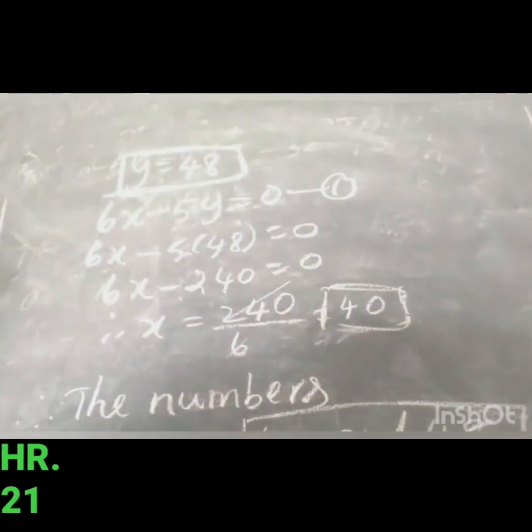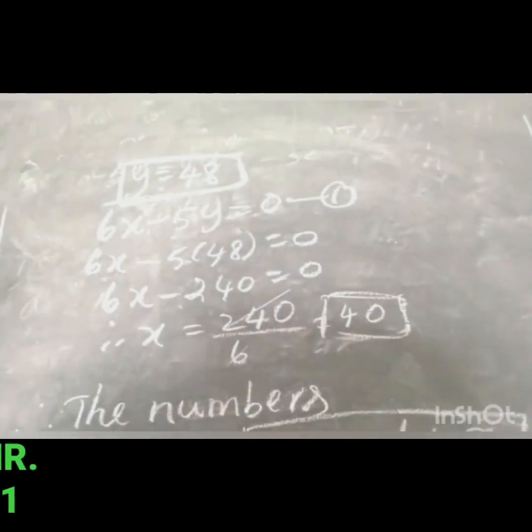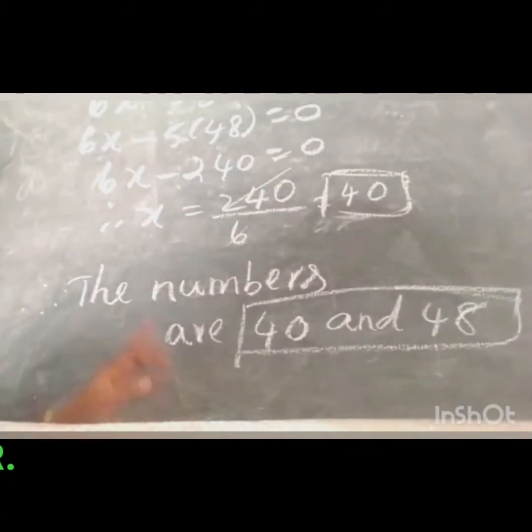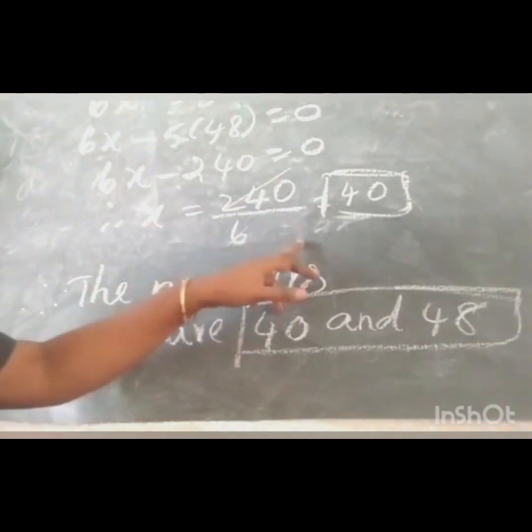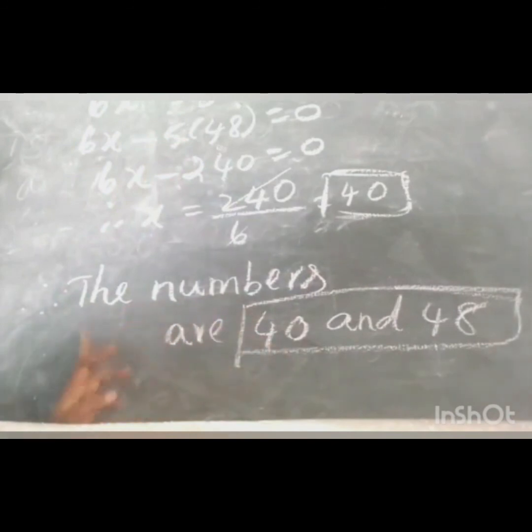What is the question they are asking? You have to find the numbers. What are the two numbers, x and y? So x equal to 40, y equal to 48. Therefore the numbers are 40 and 48. This is the final answer. Is it clear, ma?